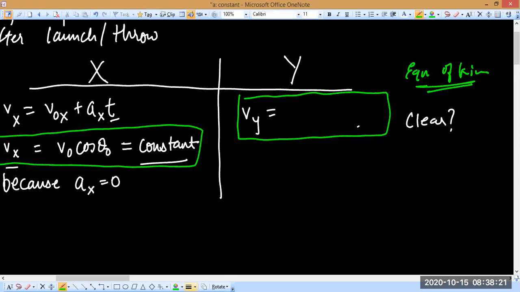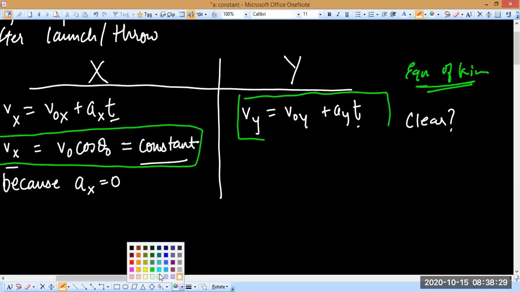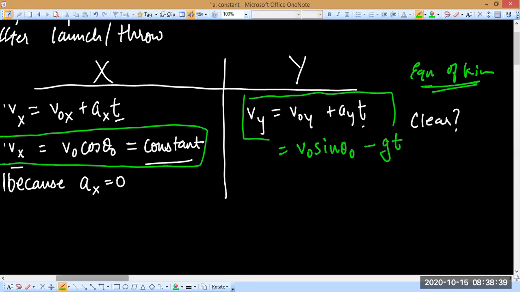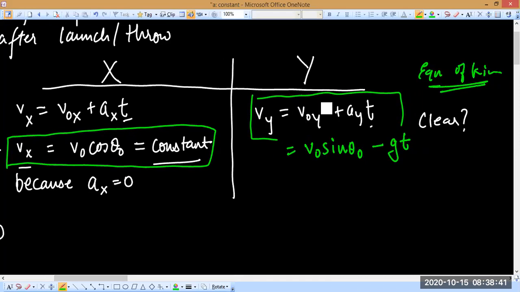Okay, there has been a request to explain. I'll just do it very fast. First of all, we use the formula V0y plus AYT, right? And then we put values. We already have the values. V0y is V0 sine theta 0 and AY is minus G. So let's write the value and we get this answer. All right, so that's it. All right then. So V0 sine theta 0 minus GT.